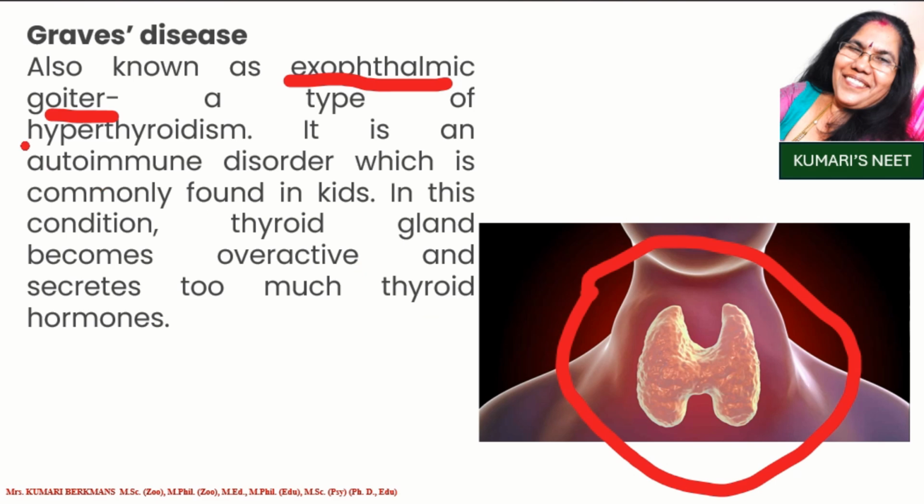It is hyperthyroid. Hyper means excess secretion of thyroid hormone. So that is what this is called. It is an autoimmune disorder. It is otherwise called an autoimmune disorder. This is commonly found in kids, and the thyroid becomes overactive and secretes too much thyroid hormone. That's why this neck region becomes a little bit bulged. So this is called Graves' disease.